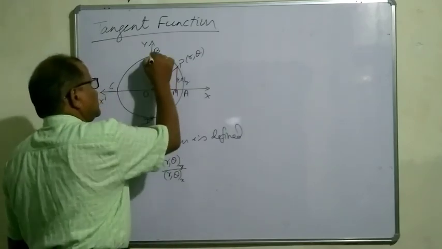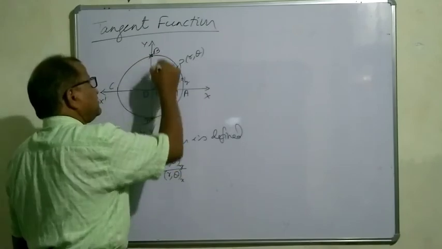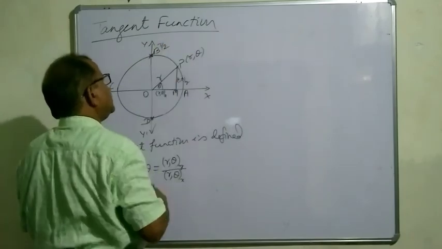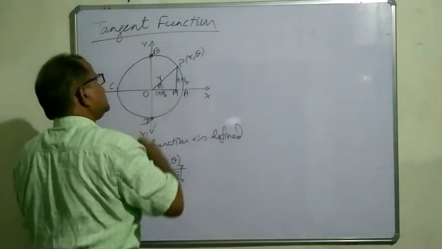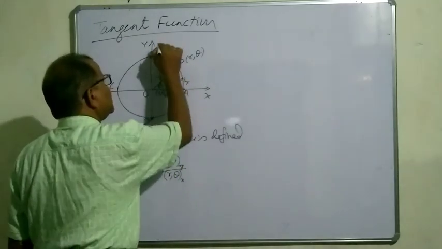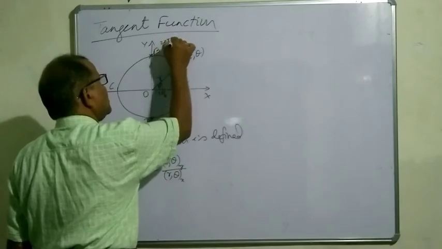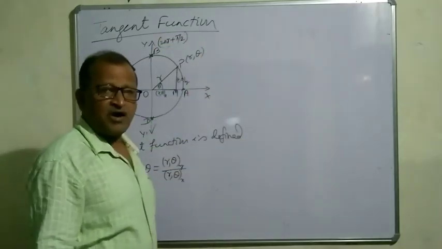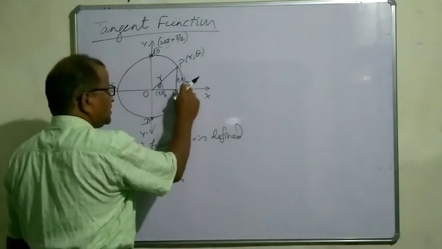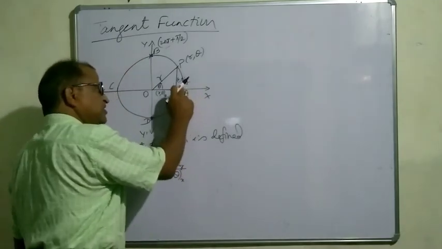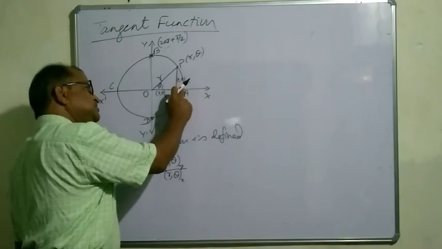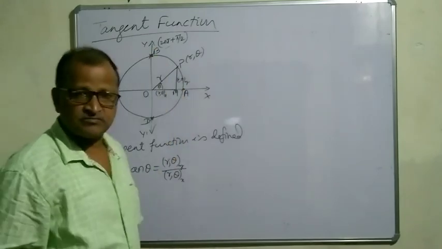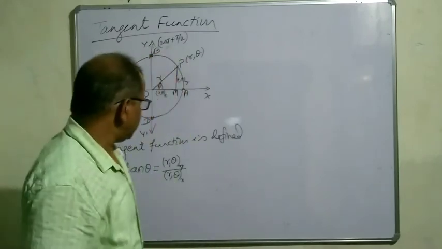Here, the point is pi by 2, right? Or in general, it is 2n pi plus pi by 2. 2n pi is here, an even multiple of pi. The point is here, and plus pi by 2 means it is this, right?